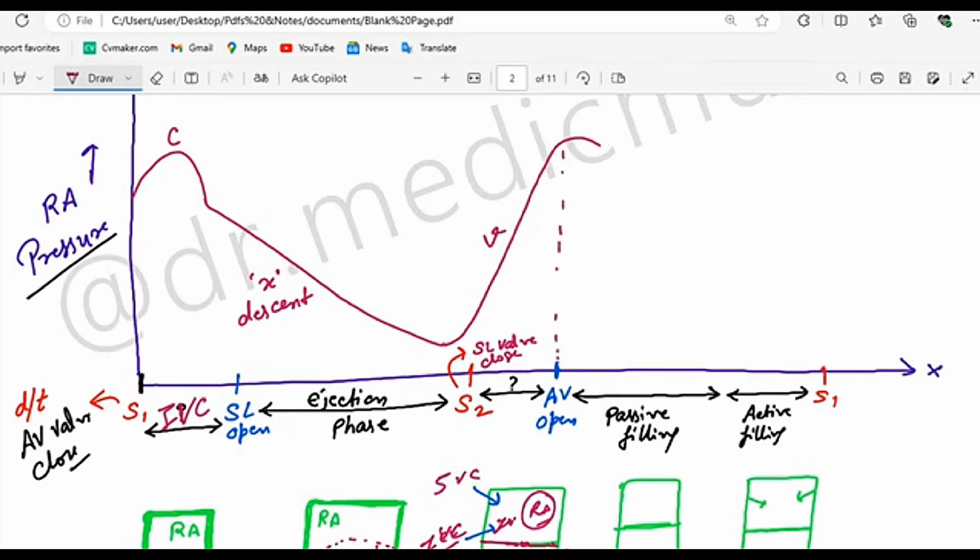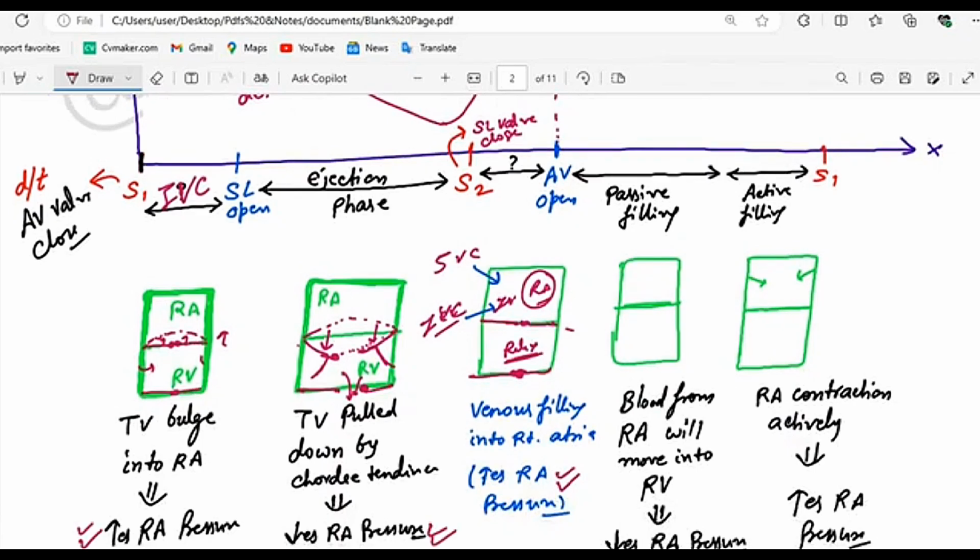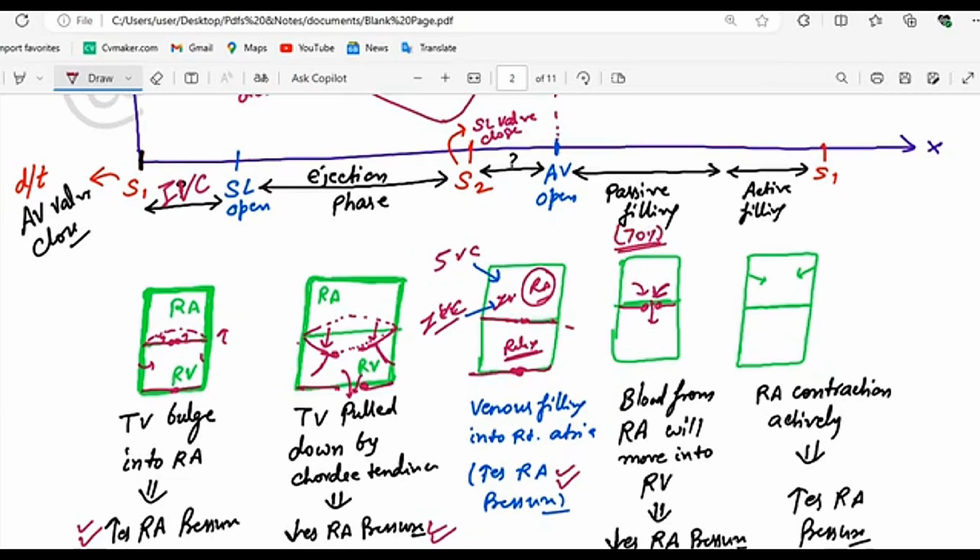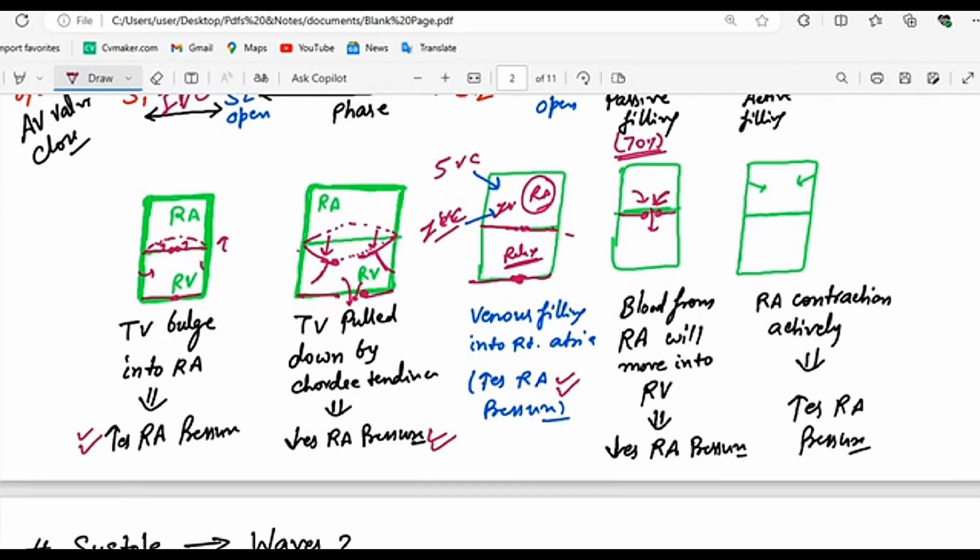Now what will happen? The AV valve will open. Once the AV valve opens, due to some gravity force, or a law of motion, there will be passive filling from the atria into the ventricle. Blood from the right atrium will move into the right ventricle, and around 70% of the blood will go down.